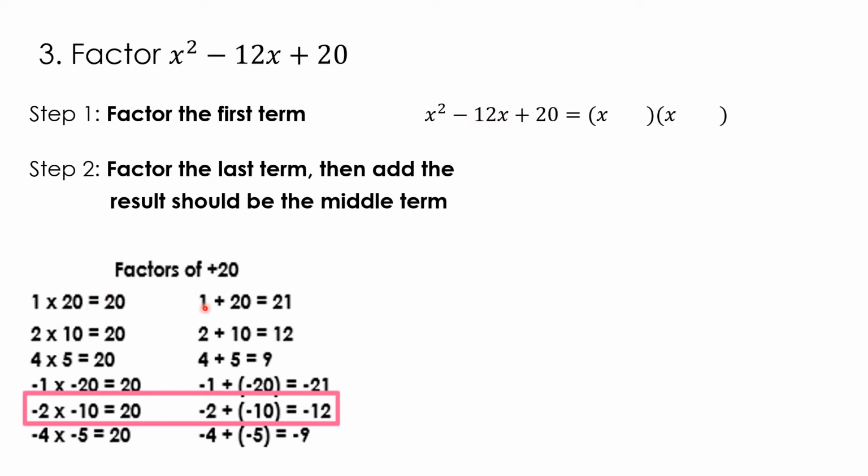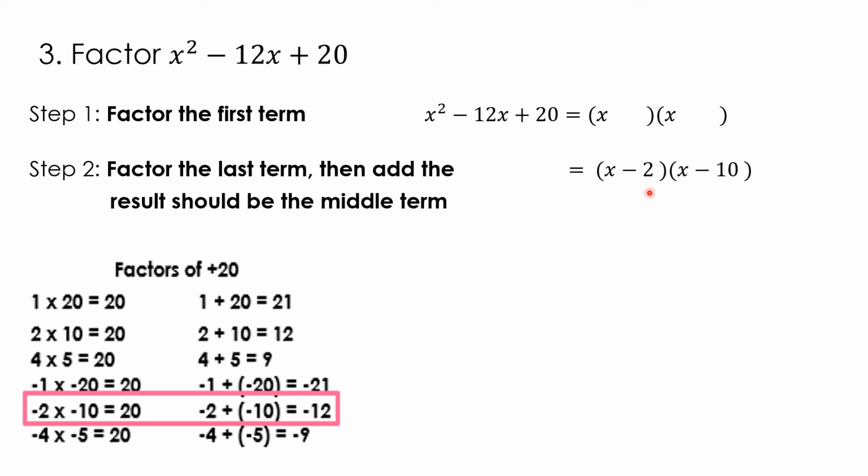So 1 plus 20, that is 21. 2 plus 10, that is 12. So we are looking for negative 12 and not for positive 12. Next, we have 4 plus 5, that is 9. Negative 1 plus negative 20, that is negative 21. And negative 2 plus negative 10, that is negative 12. So therefore, we will take negative 2 and negative 10 as our factors.